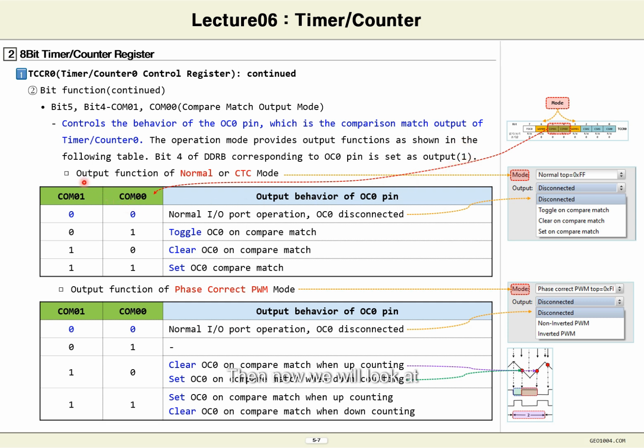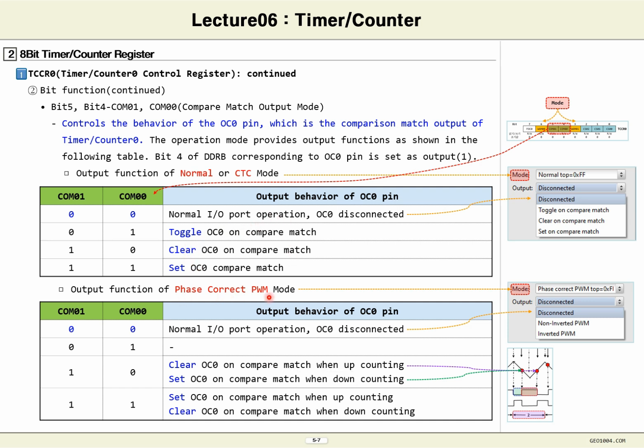Then now, we will look at the output function. When in normal and CTC mode, look at the output function. COM01 and COM00 each have 4 cases. In normal and CTC modes, output operation on the OC0 pin is determined by the following. So when it is 00, it is used as a normal I/O port and OC0 is not connected. Toggle on compare match. Clear on compare match. And set on compare match. The corresponding output comparison matches here.